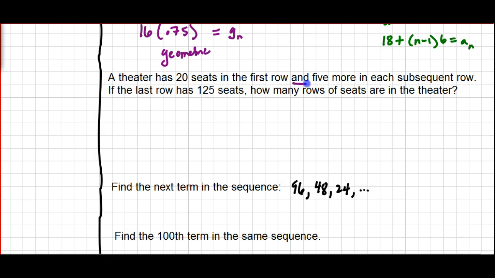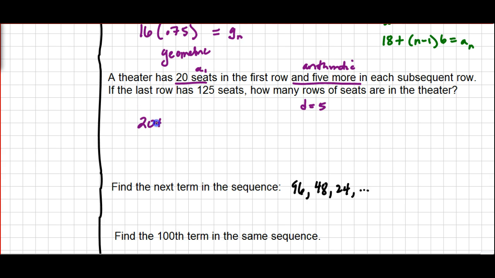So you can tell by the way that it's worded here, if there's 5 more in each row, that that's going to be an arithmetic situation because you keep adding 5 to each row. So I know that my D is going to be a 5 there. I know that the first row has 20 seats, so that's going to be my A sub 1. So I'm going to go ahead and write my equation for that.